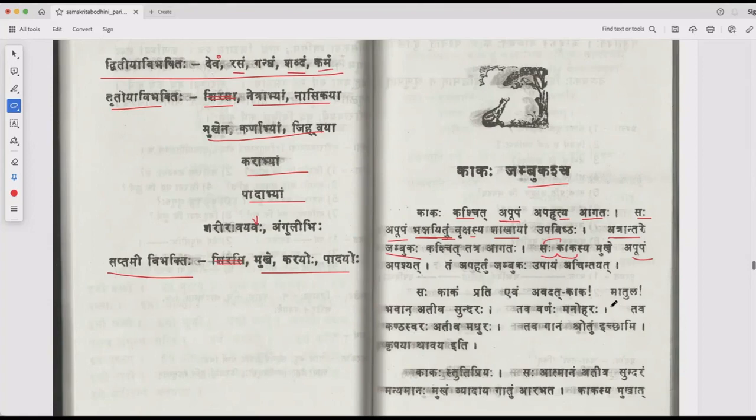Upayam, an idea. Upayam is correct. Idea. Yes, dvitiya vibhakti. Correct. Achintayat, it thought about it. Achintayat. Past tense, lang lakaraha. So tam apahartum, in order to grab that apupam, jambu kaha, the fox thought of an idea.